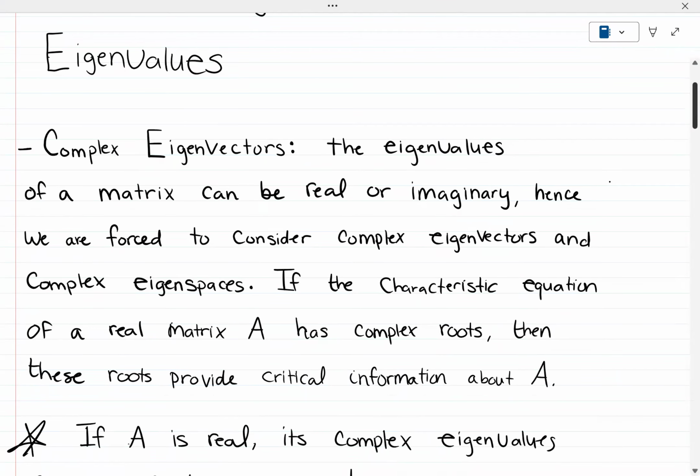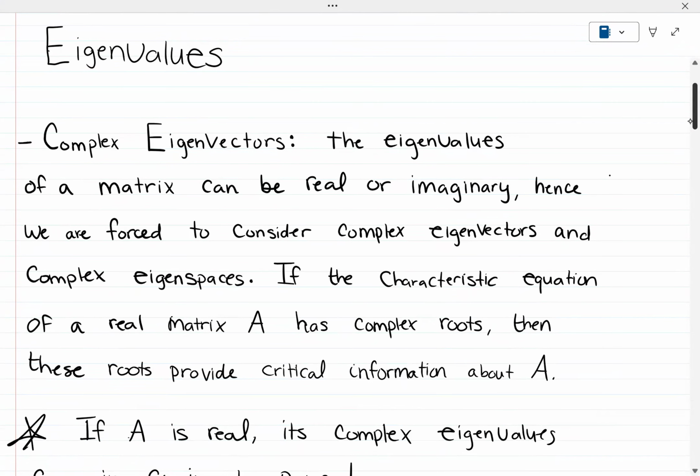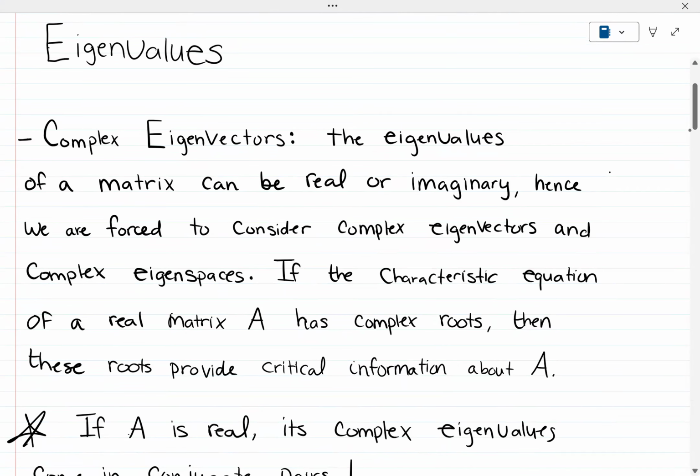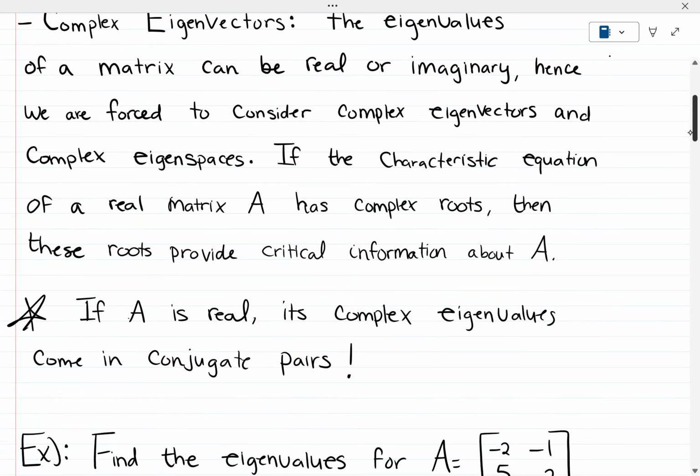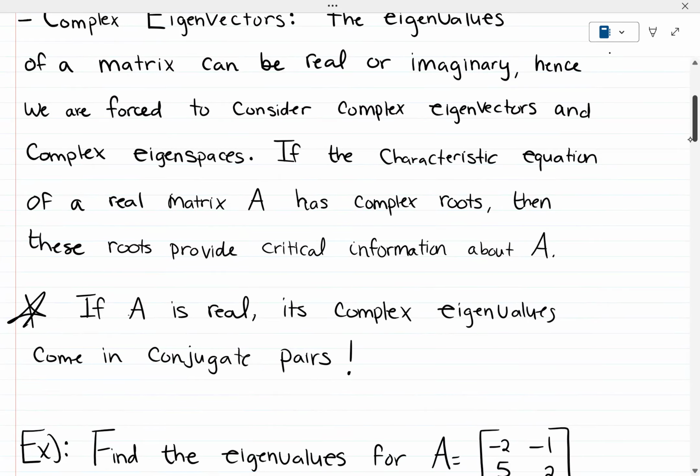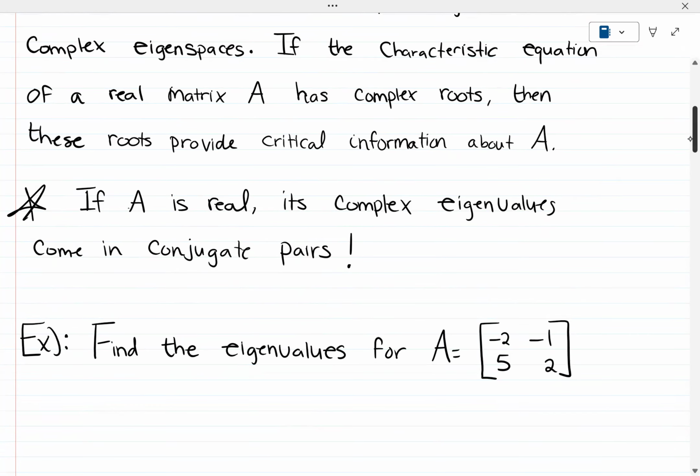If the characteristic equation of a real matrix A has complex roots, then these roots provide critical information about A. If A is real, its complex eigenvalues come in conjugate pairs. So let's look at an example.